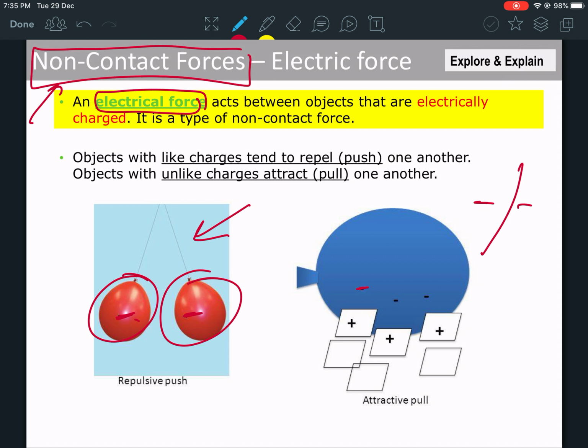When you have negative charges and positive charges, they attract. A balloon is able to attract without touching because of static electricity. This is a non-contact force. This is an example.